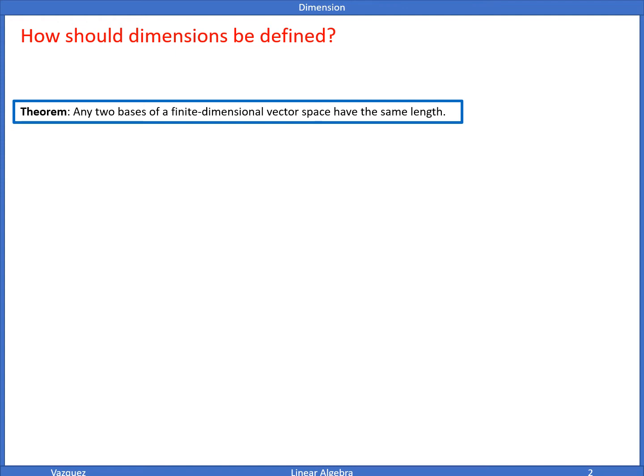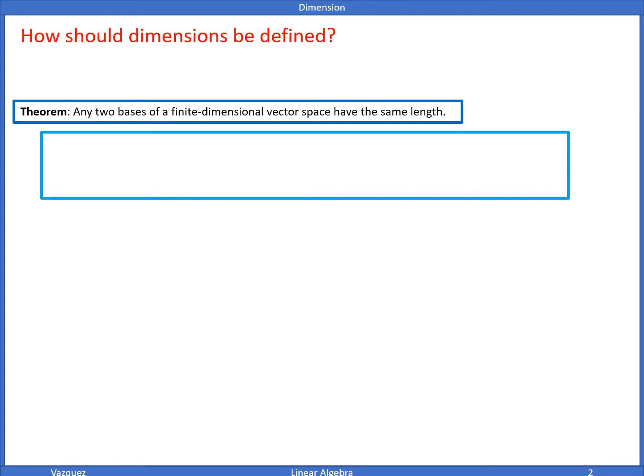However, a finite dimensional vector space in general has many different bases, as we saw from the last lecture. So our attempted definition only makes sense if all the bases in a given vector space have the same length. Fortunately, we have this theorem: any two bases of a finite dimensional vector space do have the same length.